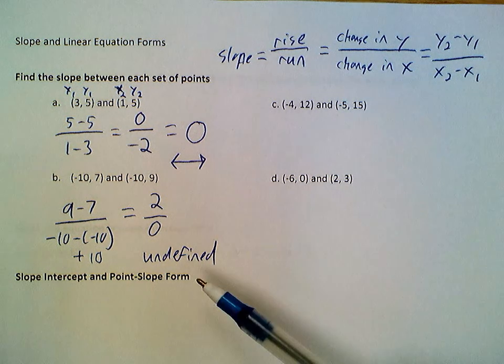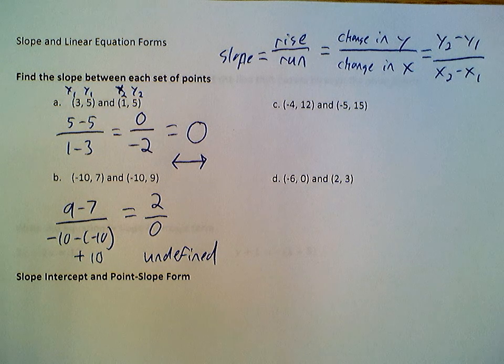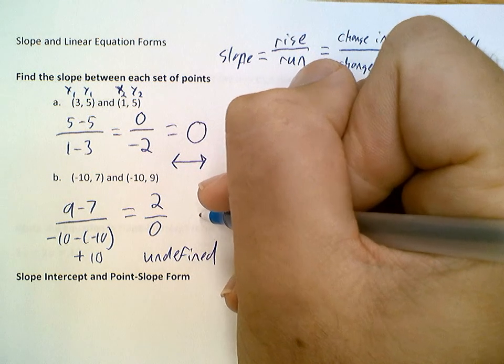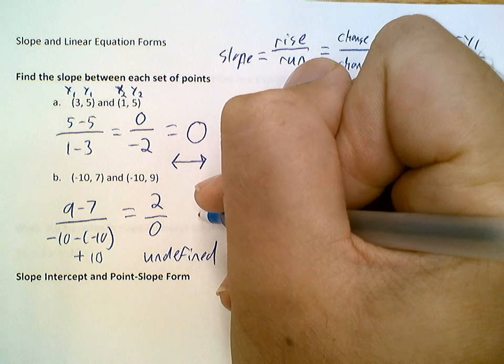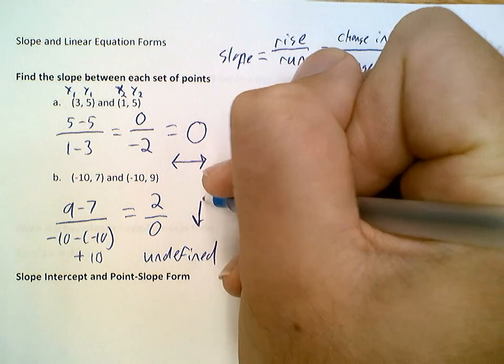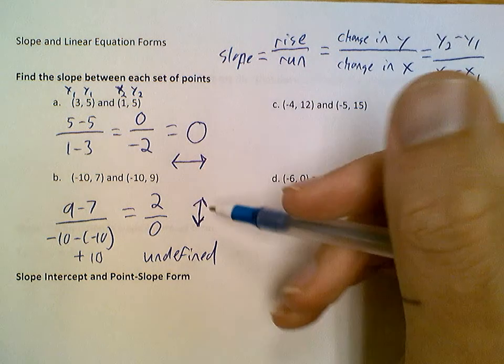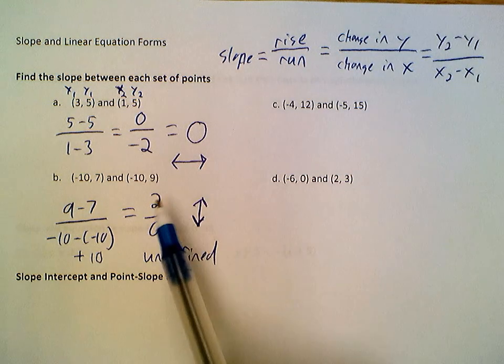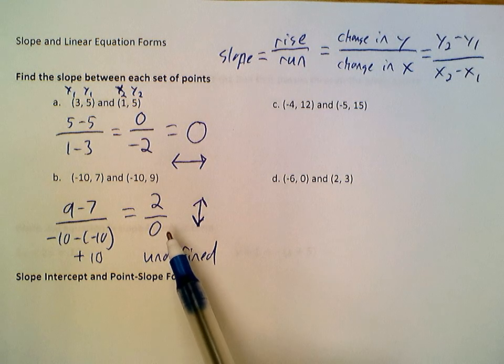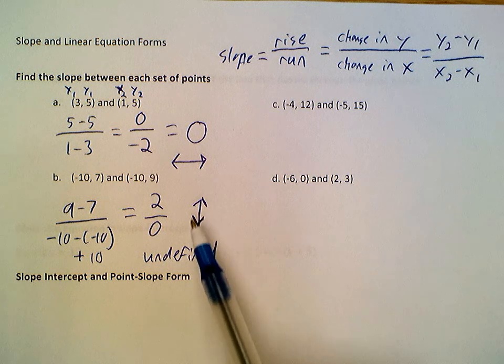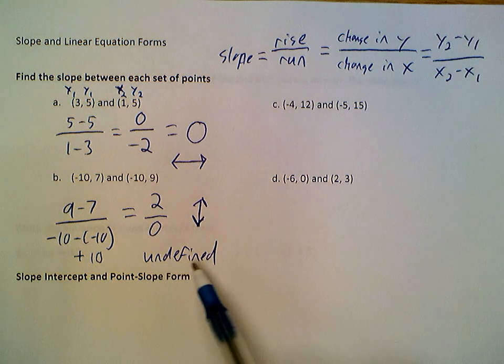So this has an undefined slope. What an undefined slope means is if you were to graph this line, it would be a vertical line. In other words, it has rise, but its run is 0. Its change in x is 0. So it'd be a straight vertical line. It has an undefined slope.